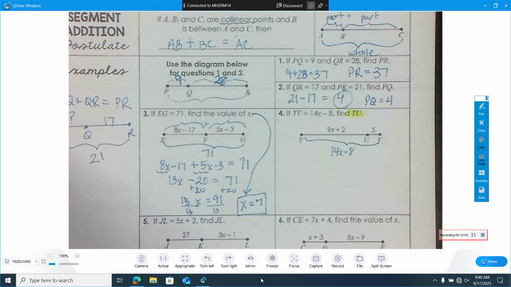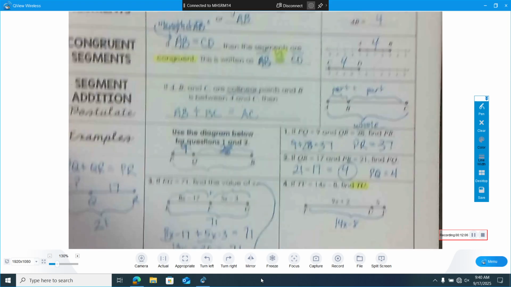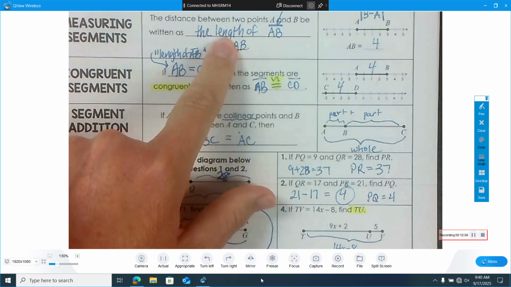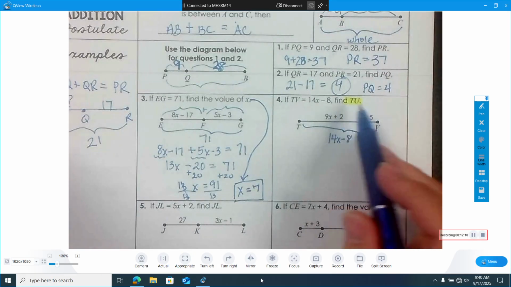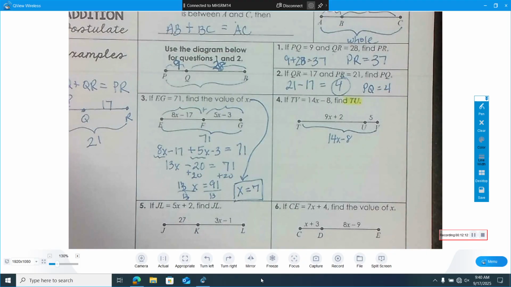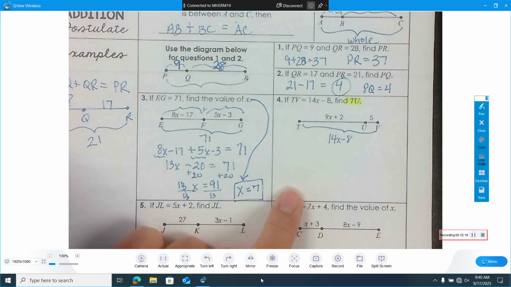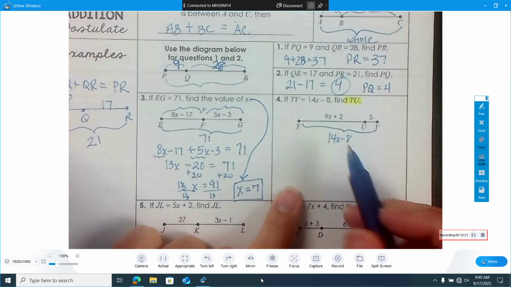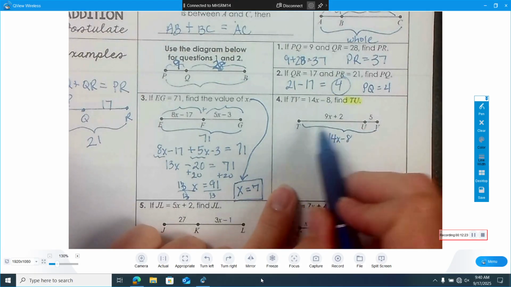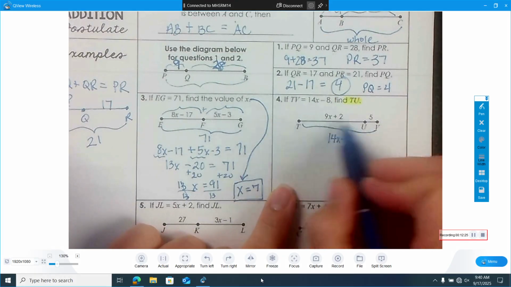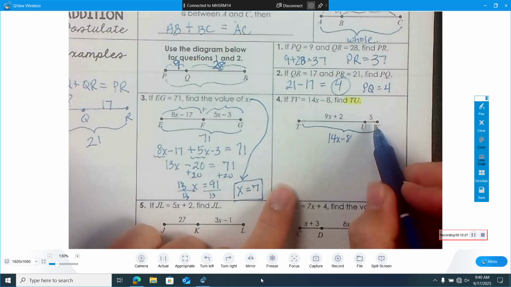And again, we have to think about notation. TU has nothing on top of it. So it's saying we need to find the length of TU. We want to actually know the number of how long it is. Like how many inches or centimeters is it? That's what we're trying to figure out. So we have one more step to do other than solve for x. So I'm going to show you that. Let's see. 9x plus 2 is just TU, and 5 is UV.